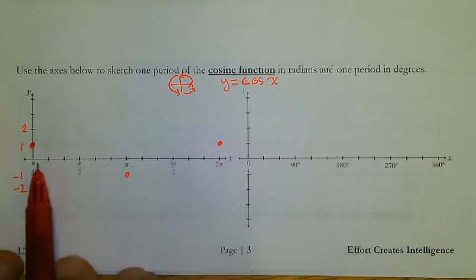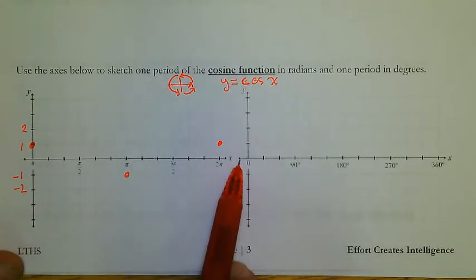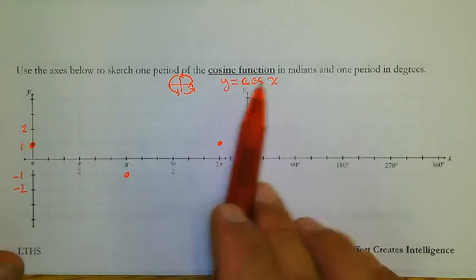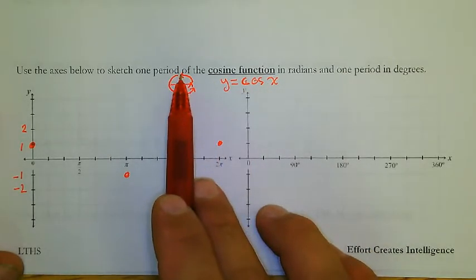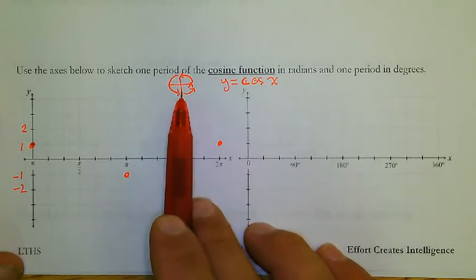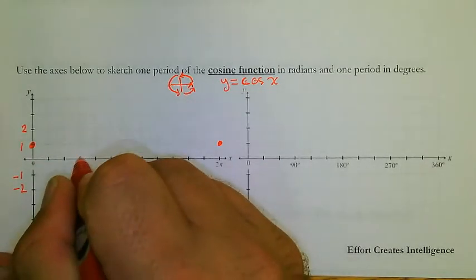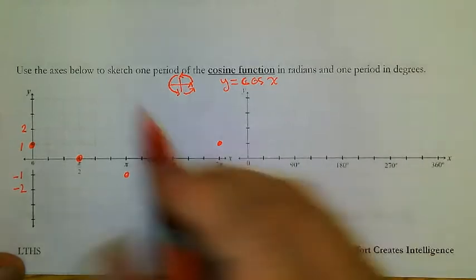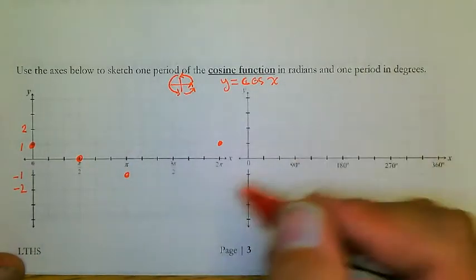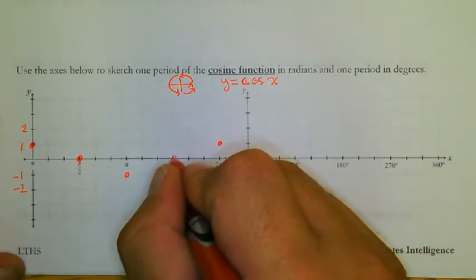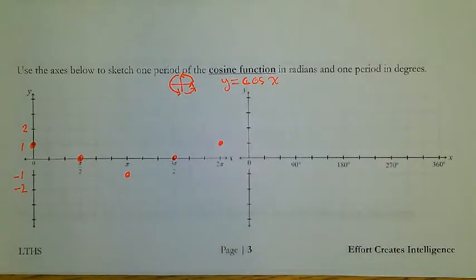Okay. What about when I'm on the central axis? When's the cosine ratio 0? Well, if I'm up here at 90 degrees, pi over 2 radians, or down here at 270 degrees, 3 pi over 2 radians, that's when the cosine ratio is 0. So that's going to be halfway between the max and the min, and then again halfway between the max and the min.